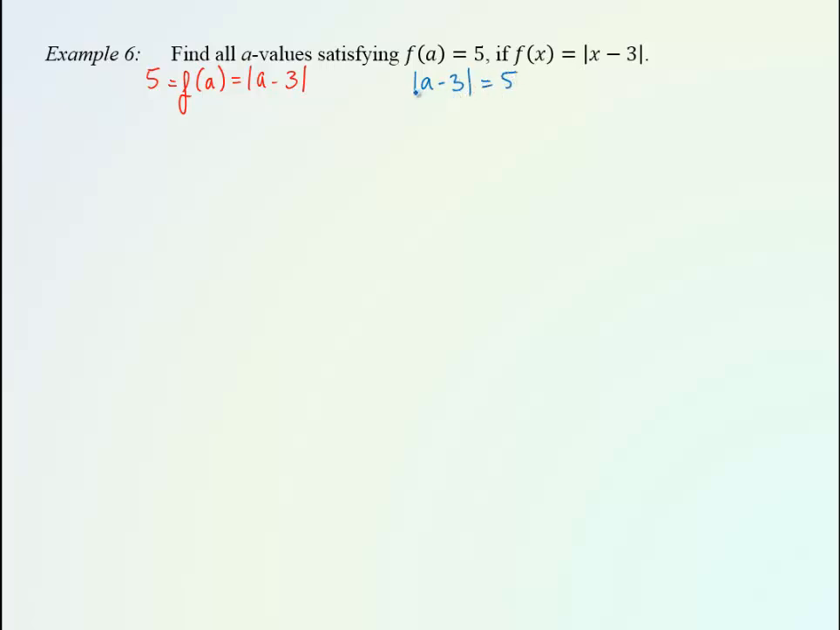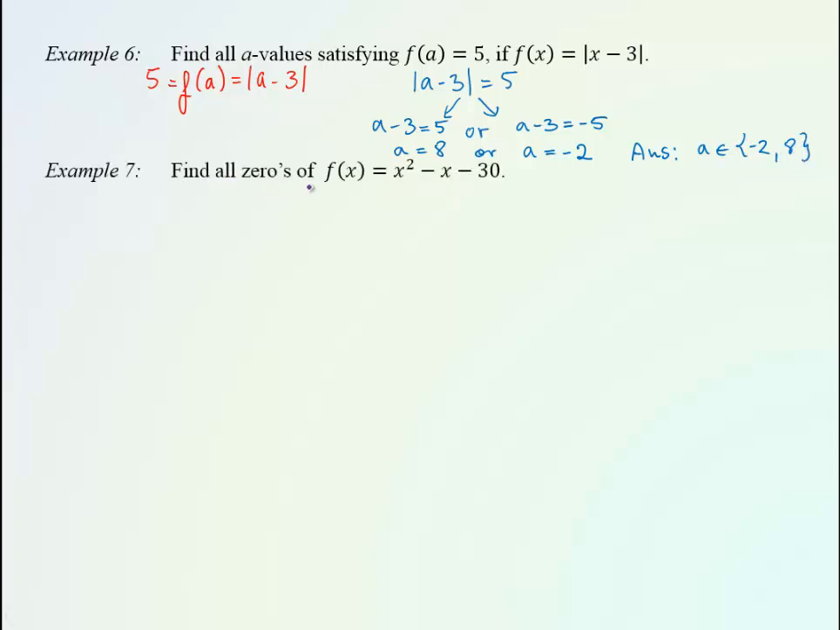In order to do that, we need to drop the absolute value sign and split this equation into two possible cases. Either a minus 3 is equal to 5 or a minus 3 is equal to -5. In the first case, a equals 8. In the second one, a equals -5 plus 3, which is -2. So find all a values satisfying this equation. Well, those a values are -2 or 8.